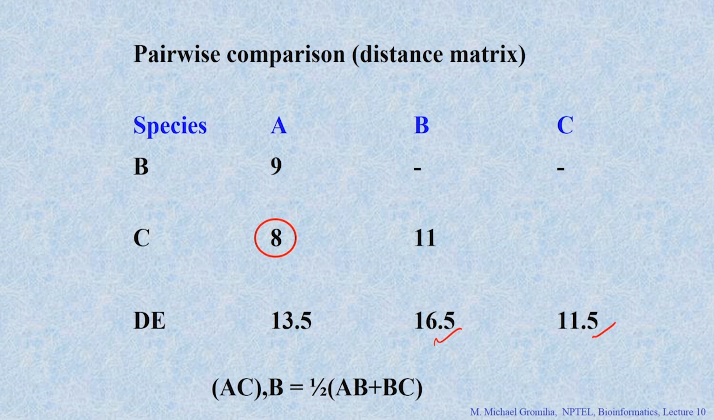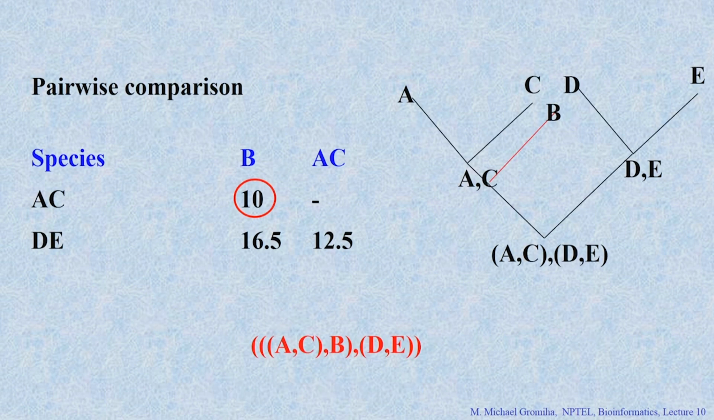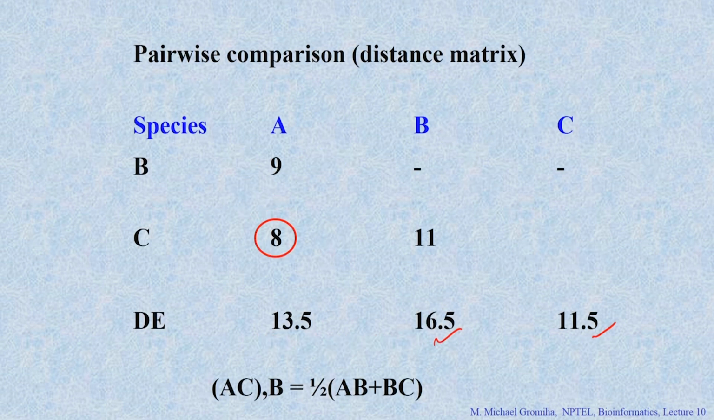From this matrix, which one is the lowest number? We have numbers 9, 8, 11, 13.5, 16.5 and 11.5. From this 8 is the lowest. So, what do we infer from this? A and C are close to each other. Earlier we did D and E. Now, from here we can see A and C are close to each other.